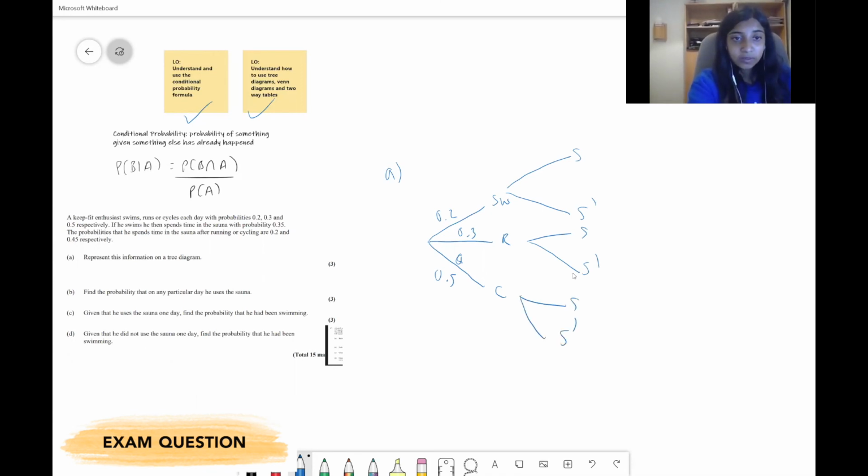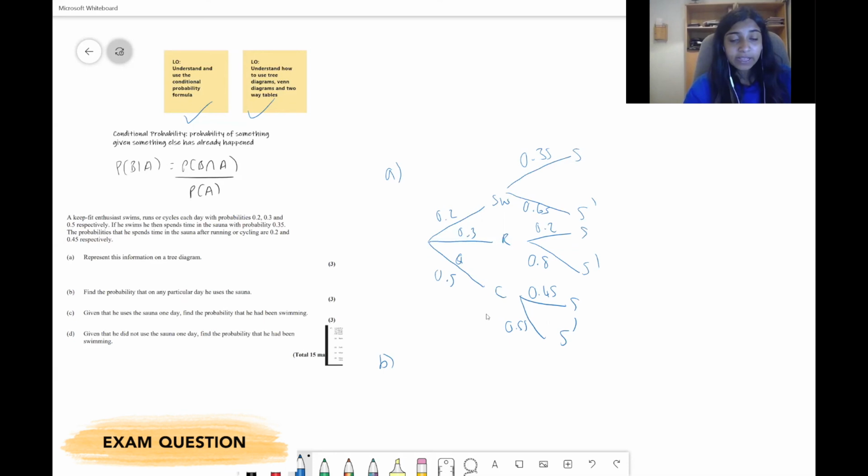So if he does swim, then the probability that he goes to the sauna would be 0.35. So then the probability he doesn't go to the sauna would just be 1 minus 0.35, which is 0.65. Then if he runs, the probability that he goes to the sauna is 0.2. So then the probability he doesn't go to the sauna if he runs is just 0.8. Then if he cycles, the probability that he goes to the sauna is 0.45. So then if he does cycle, the probability he doesn't go to the sauna is just 0.55. So that's everything in a tree diagram.